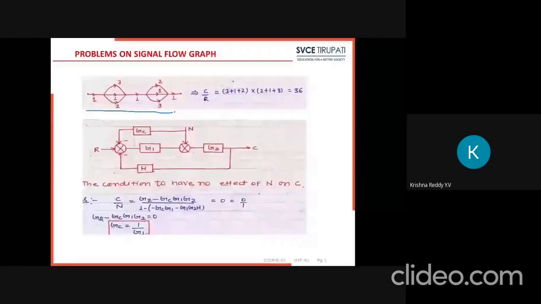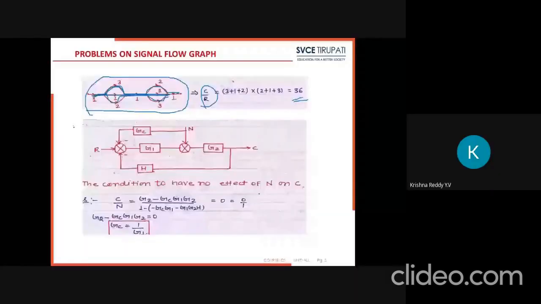With the help of Mason's gain formula, we can simply calculate this one, where all are forward paths only. We are not having any closed loop. This is forward path 1. This is forward path 2. This is forward path 3. This is forward path 4. Like this, having total all are forward paths. Then we can calculate its transfer function.